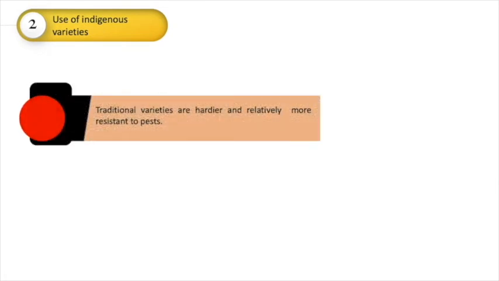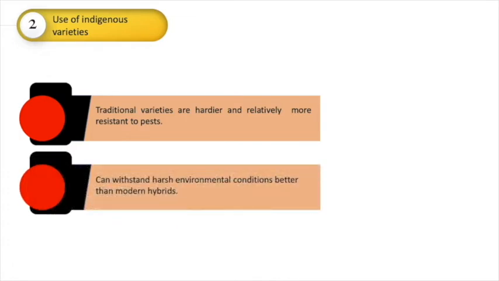Traditional varieties are hardier and relatively more resistant to pests. They can withstand harsh environmental conditions better than modern hybrids. When buying seeds or plants, try to choose those with built-in resistance to disease and nematodes. Sources for this information include extension fact sheets, seed catalogs, and plant and seed packages.